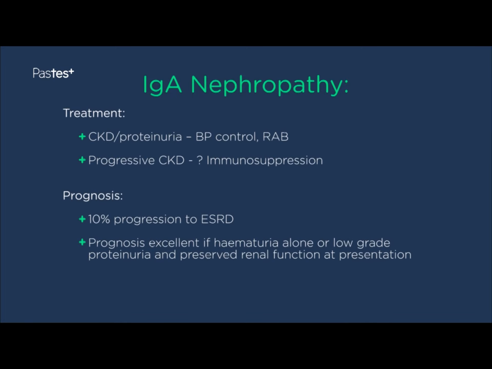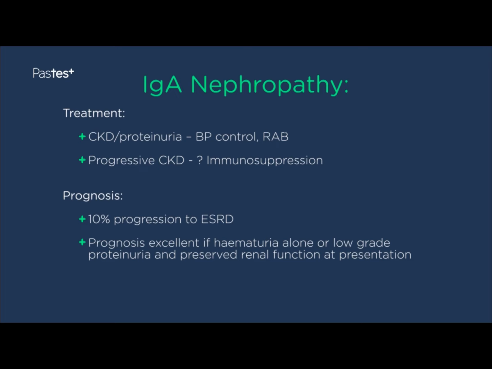In terms of basic treatment of IgA nephropathy, if the patient has significant CKD and/or proteinuria, then blood pressure control, as for any other case of CKD, is essential, and renin-angiotensin blockade are the predominant antihypertensive therapies to use, and also these will minimize proteinuria.